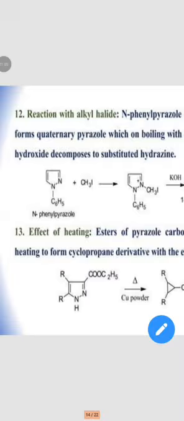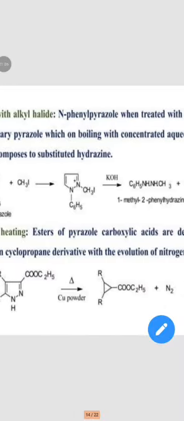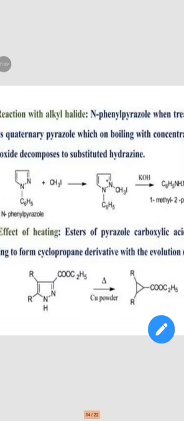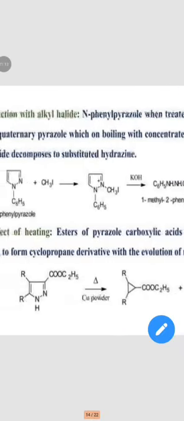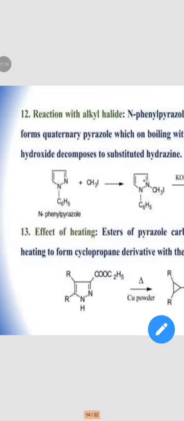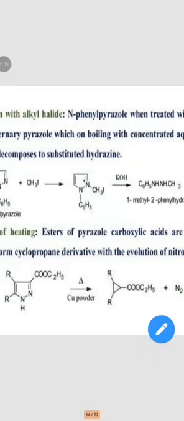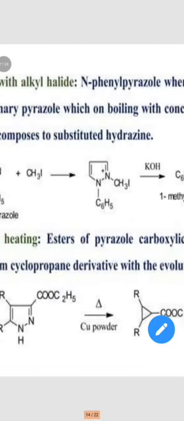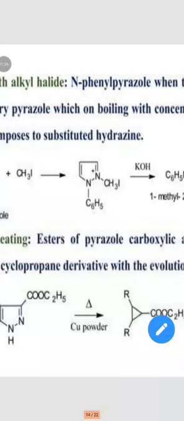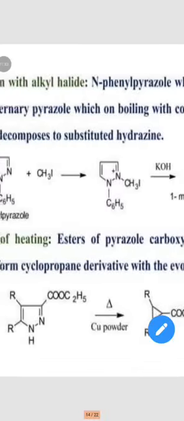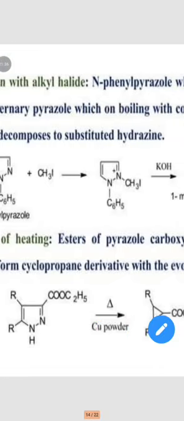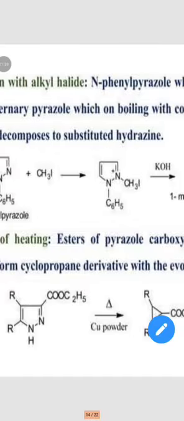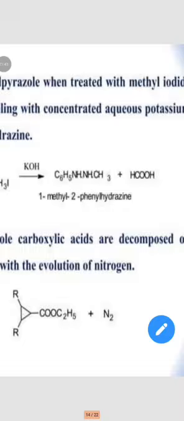Then the next reaction is the effect of heating. Esters of pyrazole carboxylic acids are decomposed on heating to form cyclopropane derivatives by cyclization with the evolution of nitrogen. So it is heated with copper powder to form the cyclopropane derivative, and nitrogen gas is evolved.